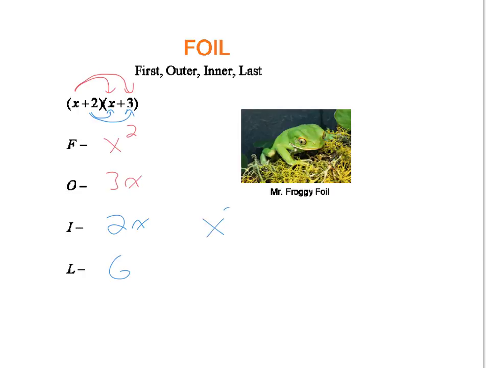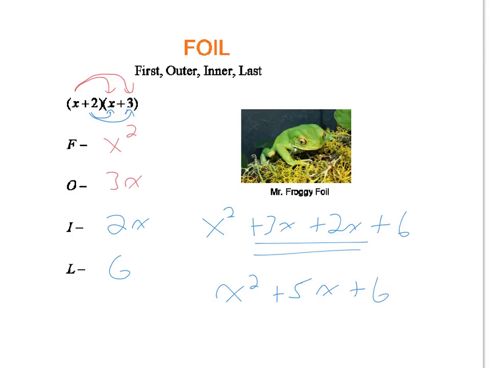I have x squared plus 3x plus 2x plus 6. I can combine the 3x and 2x. I get x squared plus 5x plus 6. What we just did there is we multiplied two binomials, and their product was a trinomial. Their product in this case was a trinomial, x squared plus 5x plus 6.